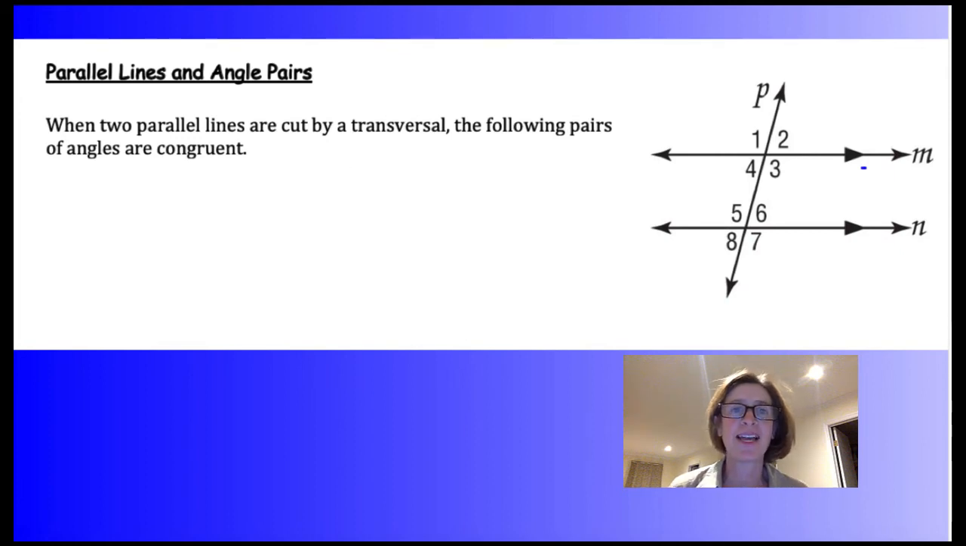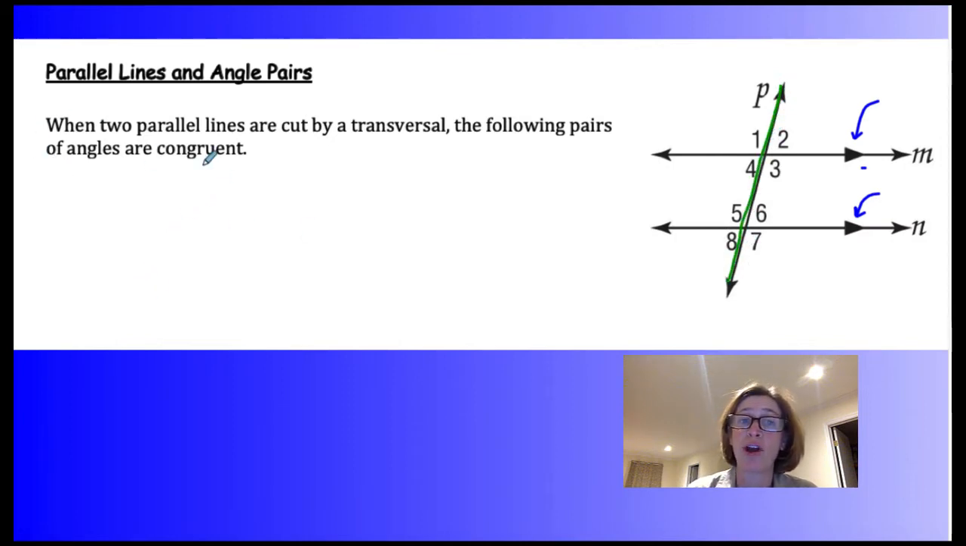Hi everyone, so this is guided practice on what we were learning in class today regarding parallel lines and angle pairs. So today we learned that there was a relationship when we had two parallel lines. We use those arrowheads to indicate parallel lines. When they're cut by a transversal, so this line right here, this P is the transversal, we can see that the following angles are congruent.